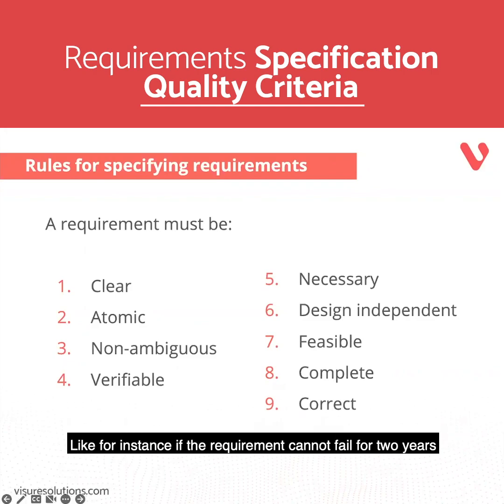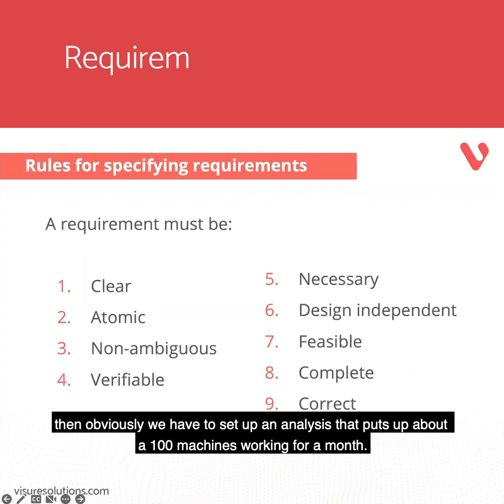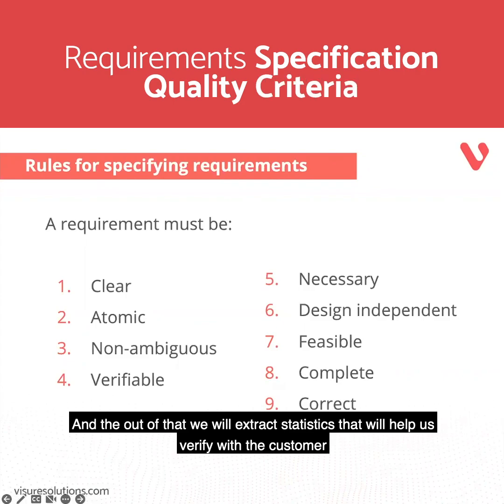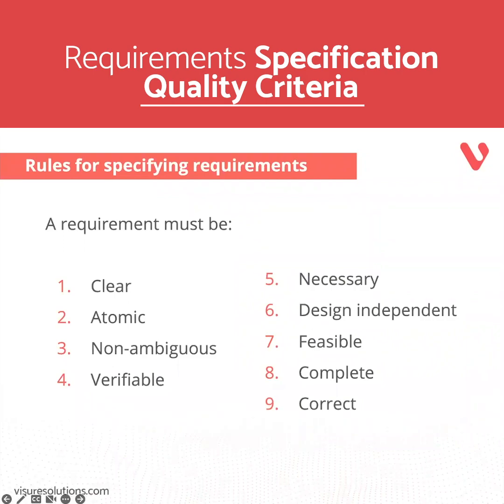Like, for instance, if the requirement cannot fail for 2 years, then obviously we have to set up an analysis that puts 100 machines working for a month. And then out of that, we will extract statistics that will help us verify it with the customer. And the customer has to accept those verification activities as well.